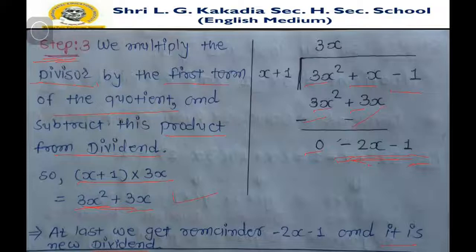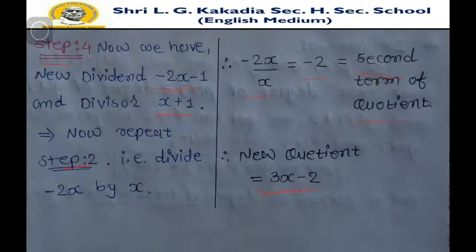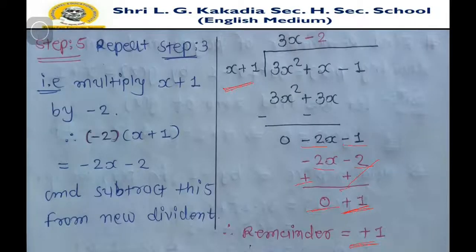So here we do this, and at last we get the remainder minus 2x minus 1, and it is our new dividend. Now step number 4: we have a new dividend minus 2x minus 1, and our divisor is x plus 1. And now we repeat step number 2, that is we divide the first term of the dividend by the first term of the divisor, then we get the second term of our quotient, and our new quotient will be 3x minus 2. Then we go for step number 5, that is we repeat step number 3.